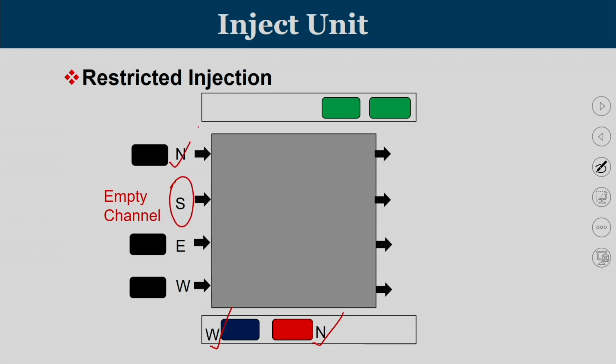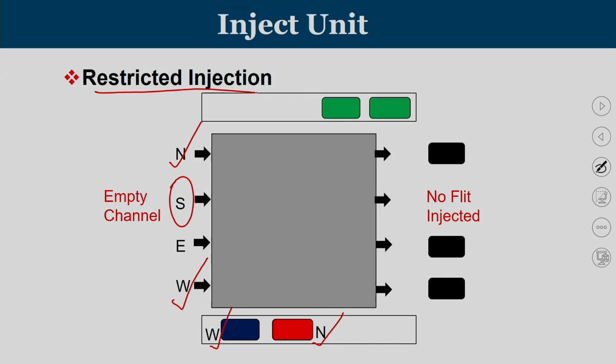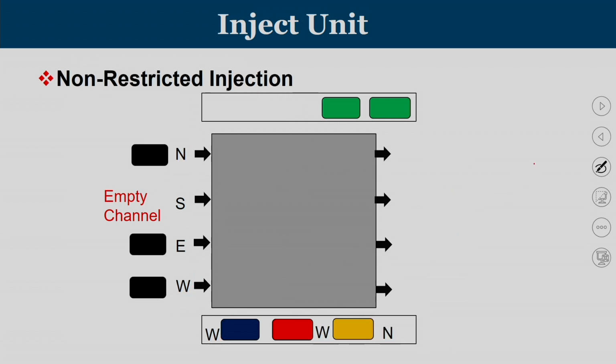Already the north output port has a flit and the west output port has a flit, but there is an empty south channel. Since it is restricted injection, the flit won't get injected into this particular empty slot. So, there is no flit that is injected. And then we move to the non-restricted injection.